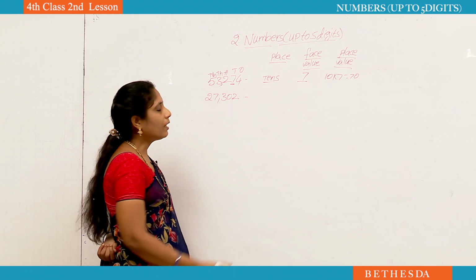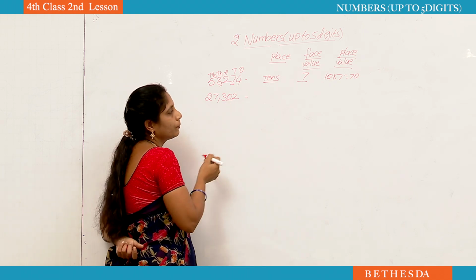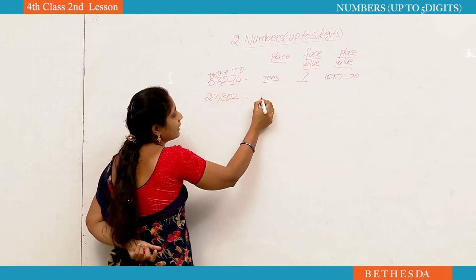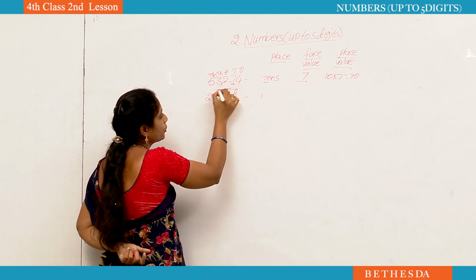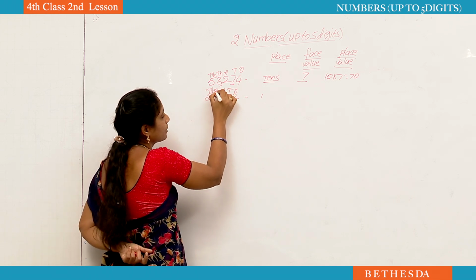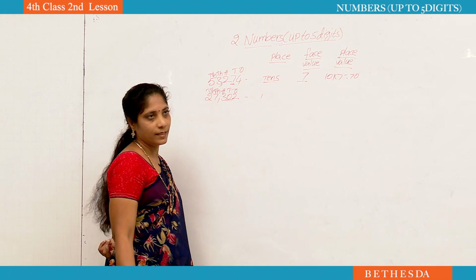27,302. He highlighted the 0. Now where is the 0? It is at one's place value. Master, you should write the place values. Where is the 0? At tens.